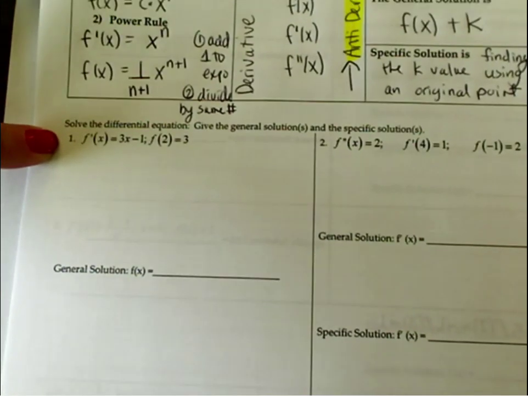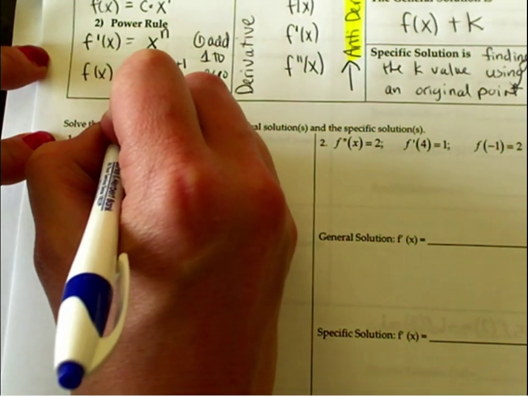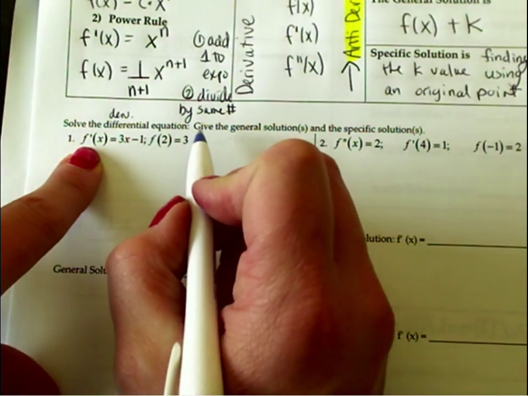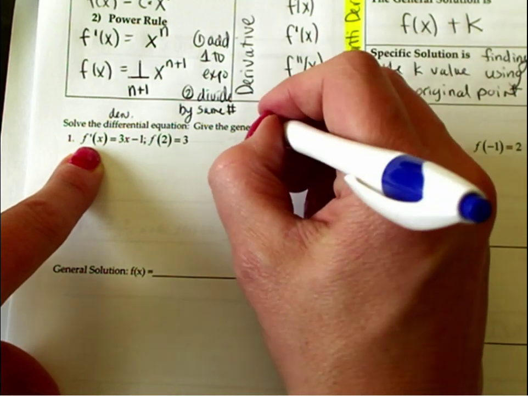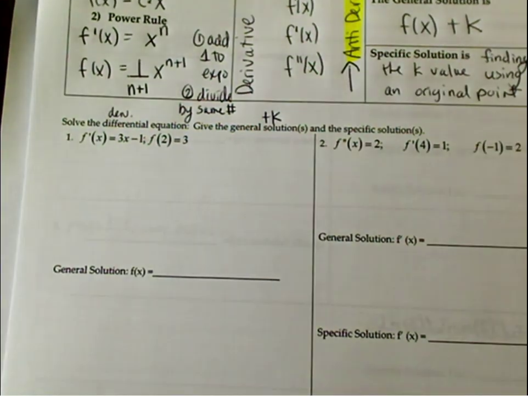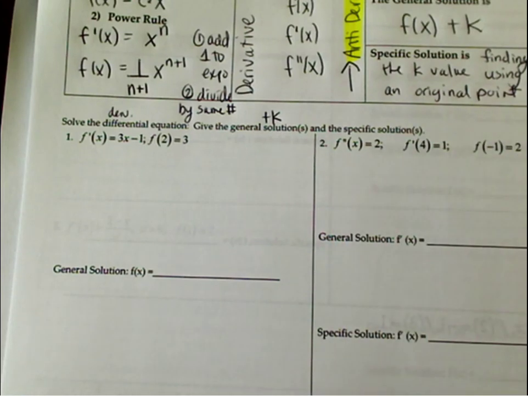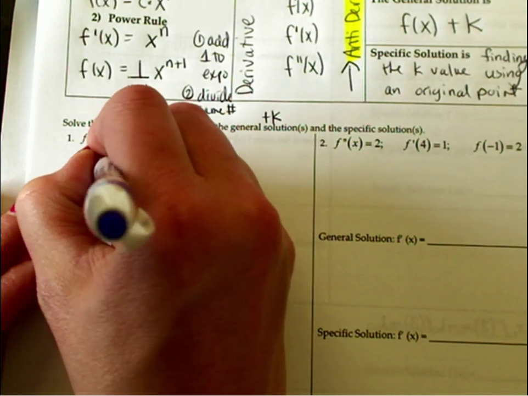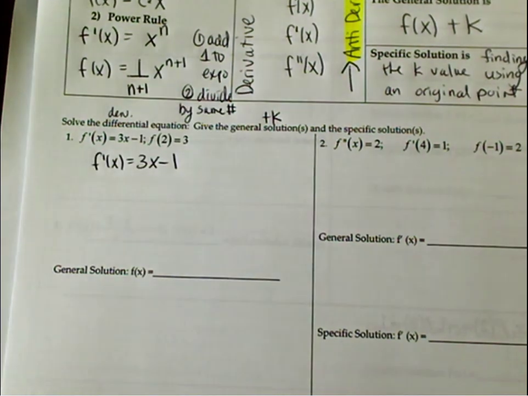So let's read our directions. Solve the differential equation. Differential just means that there's a derivative there, f prime. Give the general solution and the specific. Okay, general has a plus k. Specific has an actual number there. I'm going to rewrite my starting point. F prime of x equals 3x minus 1.